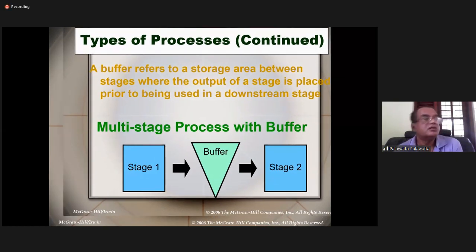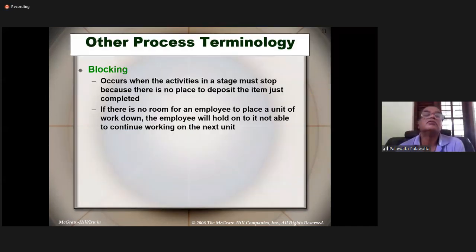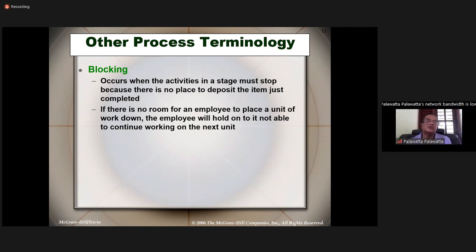And then the other term, blocking. Blocking occurs when the activities in a stage must stop because there is no place to deposit the item just completed. If there is no room for an employee to place a unit of work down, the employee will hold on to it, not able to continue working on the next unit.